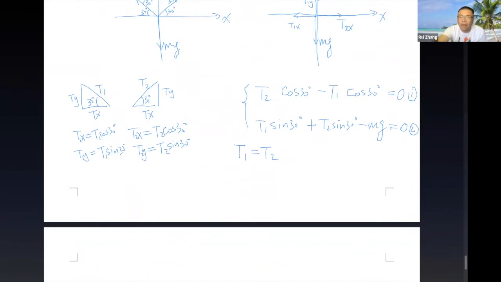Now, from the second equation, you can solve for this. Let's call them T here. So in the second equation, you have T sine 30 plus T sine 30, that's 2T sine 30, minus mg equals 0. So T equals mg divided by 2 sine 30 degrees. As we know, sine 30 is just one half, so 2 times one half is 1, so T equals mg. So you get basically 29.4 Newtons.